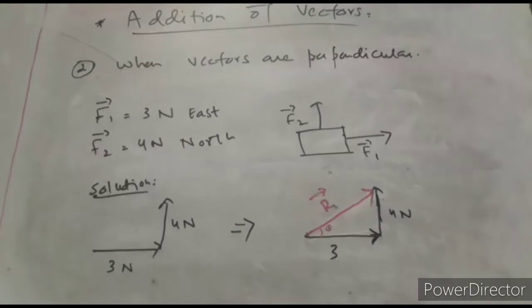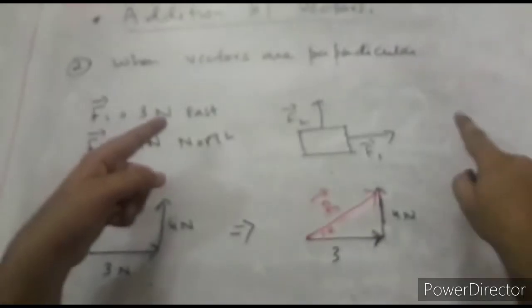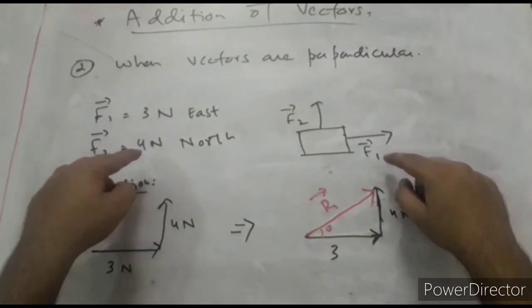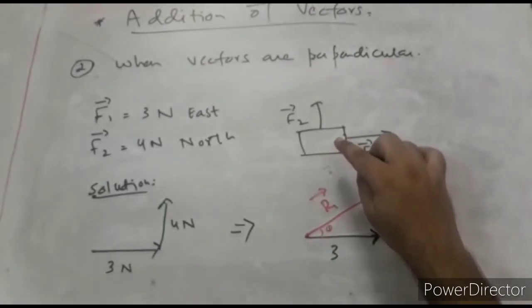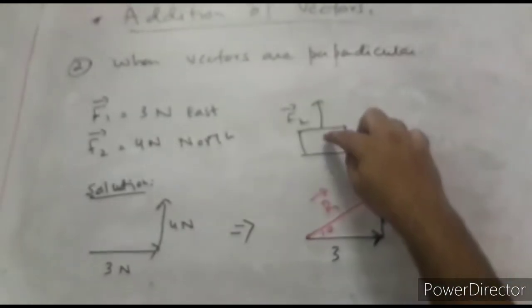Okay students, so now moving on to the next case of vector addition, when the vectors are perpendicular. We all are very well aware of what perpendicular lines are. When the angle between the two lines is 90 degrees, then such lines are perpendicular to each other. So here we can see that we are given two vectors. The first one is F1 of 3 Newtons which is going in the east direction, and the second one is F2 of 4 Newtons which is going towards the north direction. So I drew these vectors like this acting on a box, the first one going east and the second one going north.